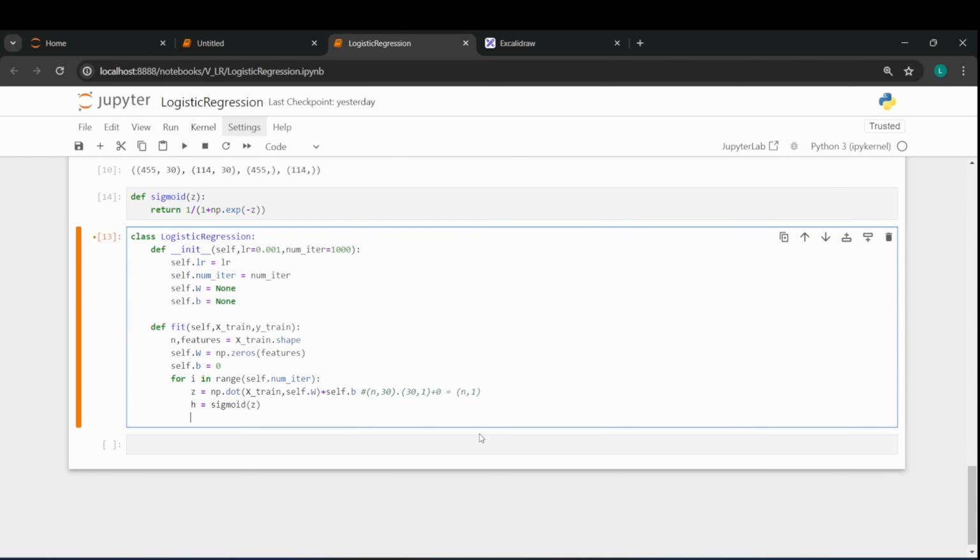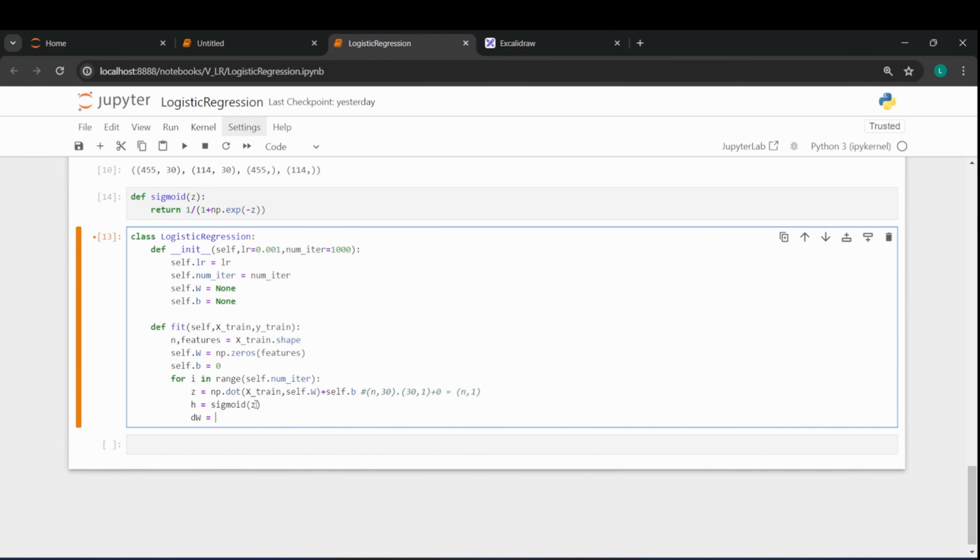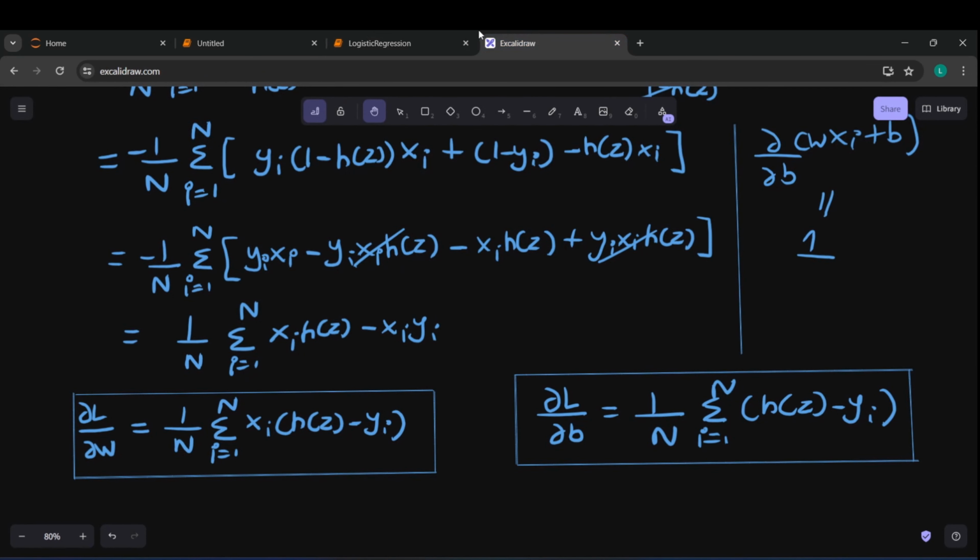Now let's calculate the dw value. We know the formula for the dw, which is 1 by n into summation of i equal to 1 to n xi into h of z minus yi. Let's implement that. Now I have taken the dot product of transpose of x train and h minus y train, which is exactly the implementation of this formula.